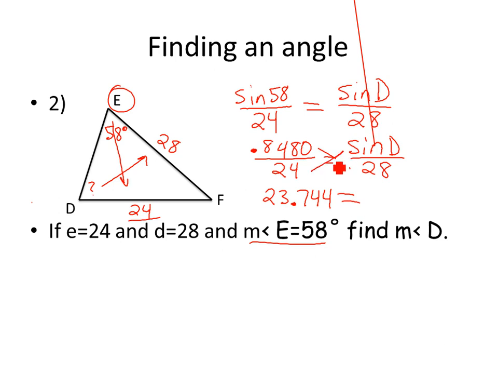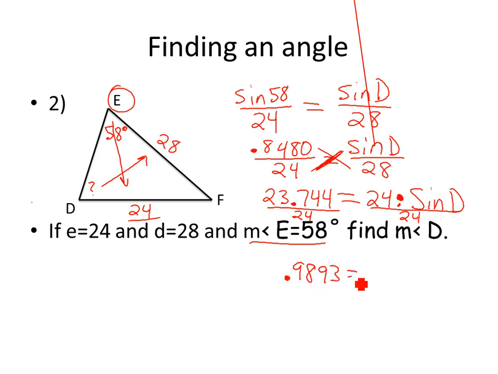Now when you do the other cross multiplying going this way, we can't really multiply the 24 times the sine of D, so all we do is write down 24 times sine of D. And sine of D is like our variable. To get it by itself, you're just going to divide both sides by 24. So on your calculator, you take this 23.744 and divide it by 24, and you come up with something like 0.9893 equals the sine of D. These 24s over here cancel each other out, and you're left with just that right there.